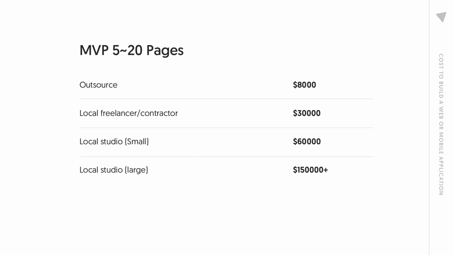So for example, your MVP is about 5 to 20 pages, and how much is it going to cost for these providers, right? If you look at this line here, if you outsource your entire project with 5 to 20 pages, it's going to cost you about $8,000. And if you want to hire local designers and engineers that are contractors or freelancers, it's going to cost about $30,000 for all done locally, senior role.